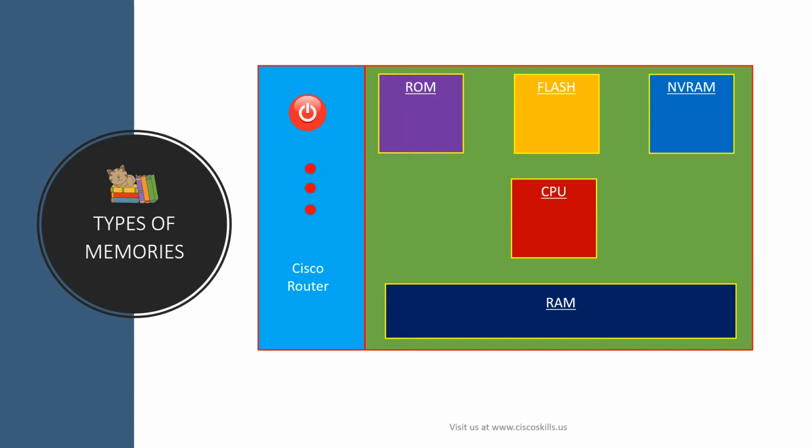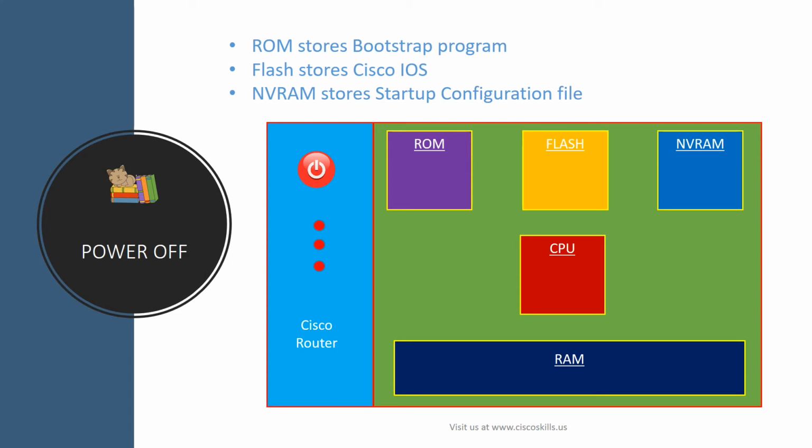Now that we know all four main types of memory on a Cisco router, let's get right into the booting process. Here we are with the Cisco router in the power off state. At this state, ROM stores bootstrap program, Flash stores Cisco IOS, and NVRAM stores startup configuration file. RAM does not have anything.